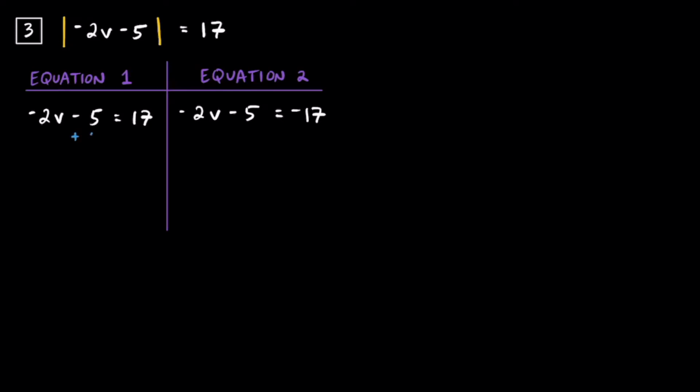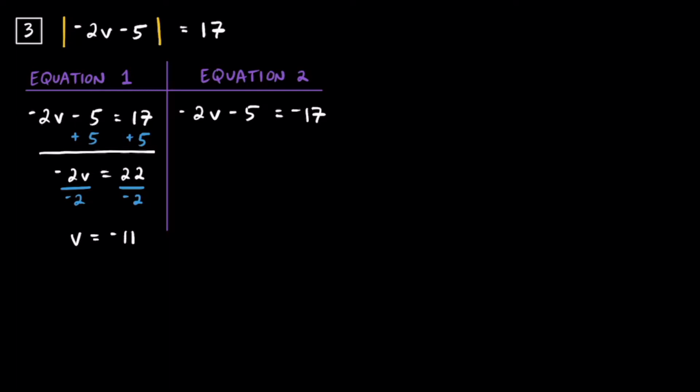Solving the equation on the left, let's add 5 to both sides of the equation using the addition property of equality. And when we do that, we're going to be left with negative 2v plus 0, which we don't have to write, and that's equal to positive 22. If we divide both sides by negative 2 using the division property of equality, we get positive 1v, or just v, is equal to negative 11.